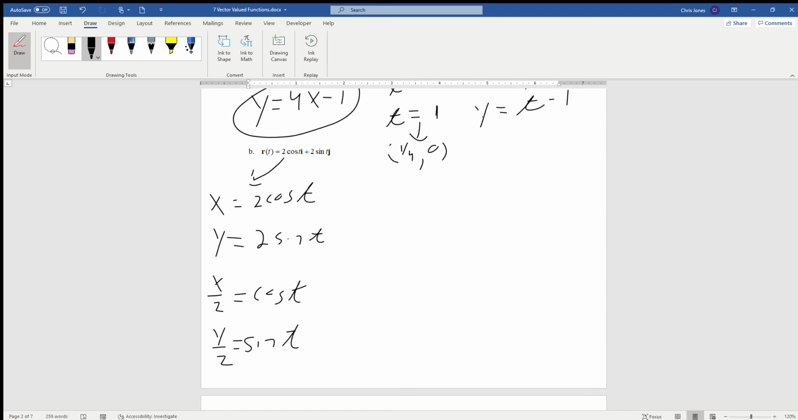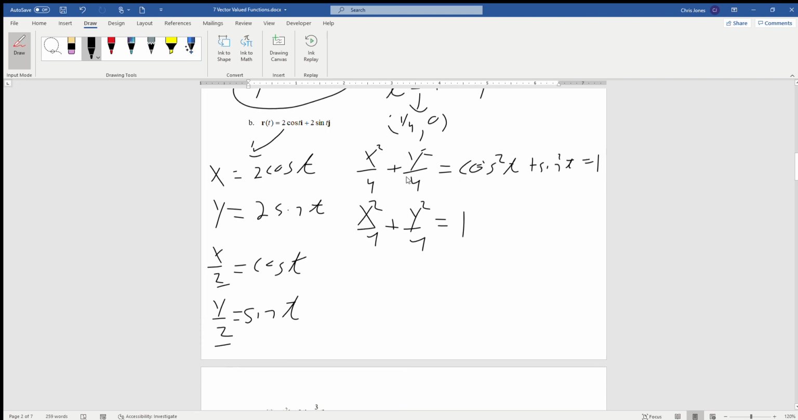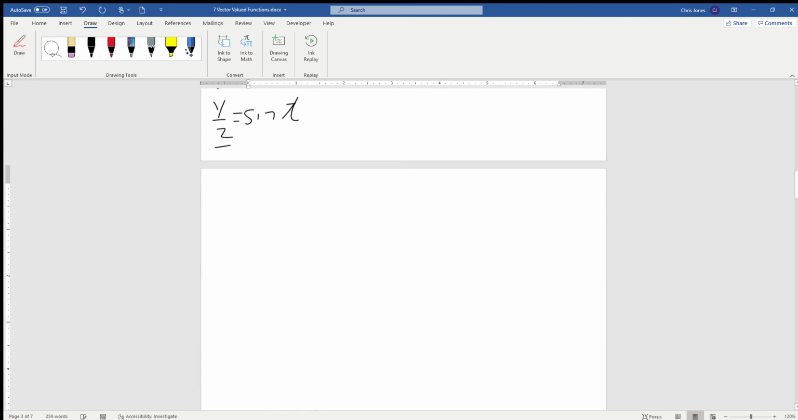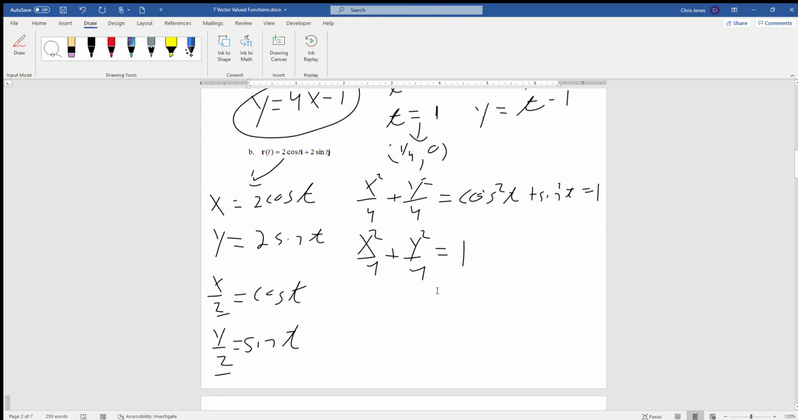So what you would end up with is x squared over 4 plus y squared over 4. I'm just squaring each of these right here. And that is equal to cos squared t plus sine squared t, which is obviously 1. So we end up with this equation, x squared over 4 plus y squared over 4 is equal to 1. And for those of you that might remember from pre-calculus, that's not necessarily a circle, although it is a circle in this instance. It's an ellipse, but it's a special ellipse in this case. It's a circle.